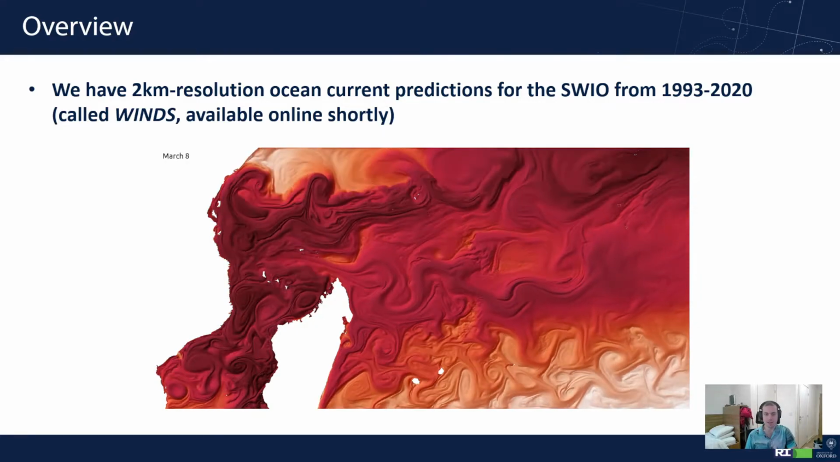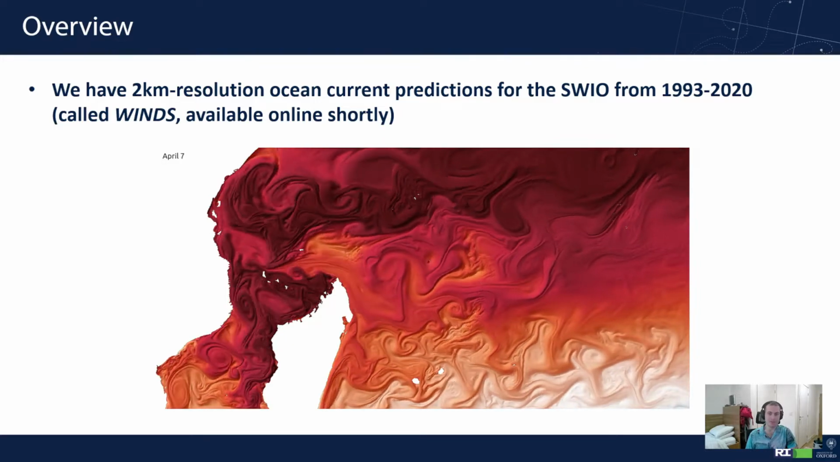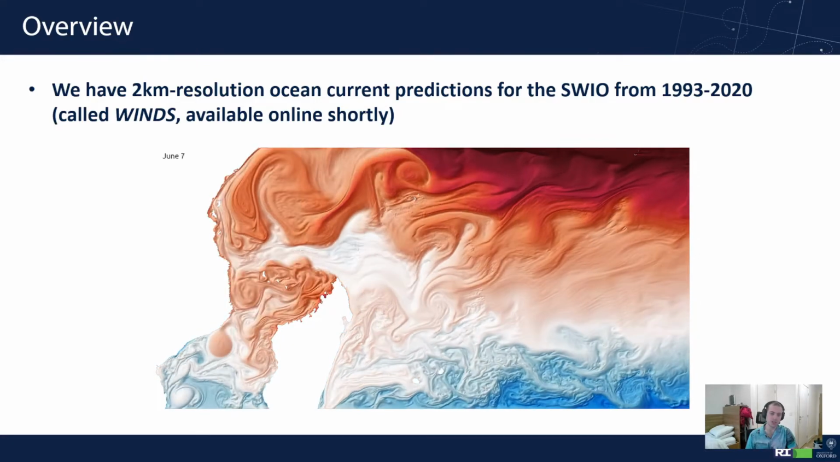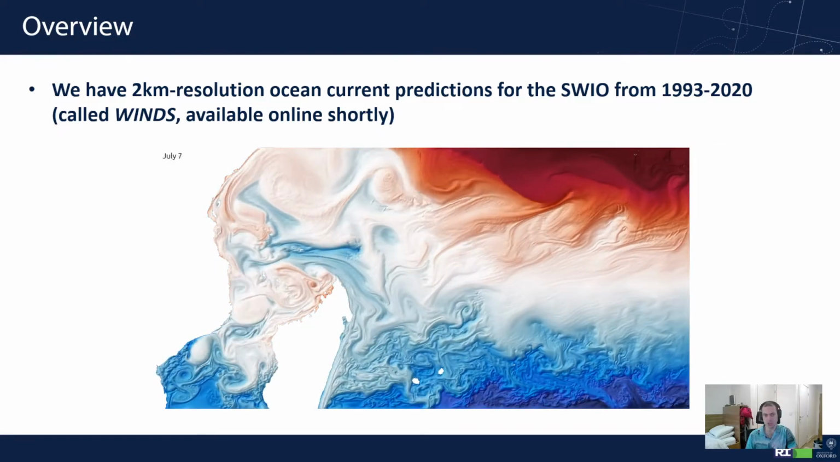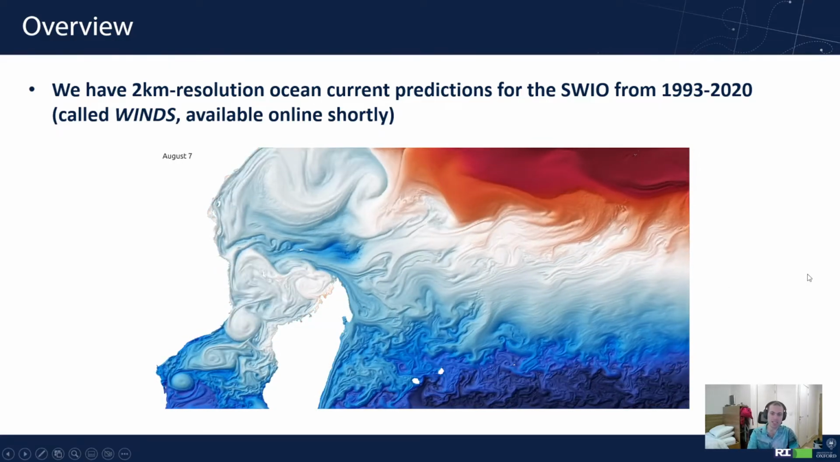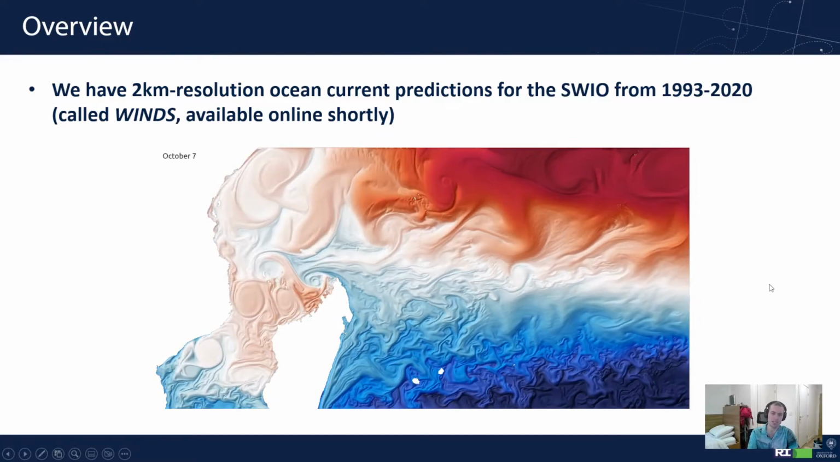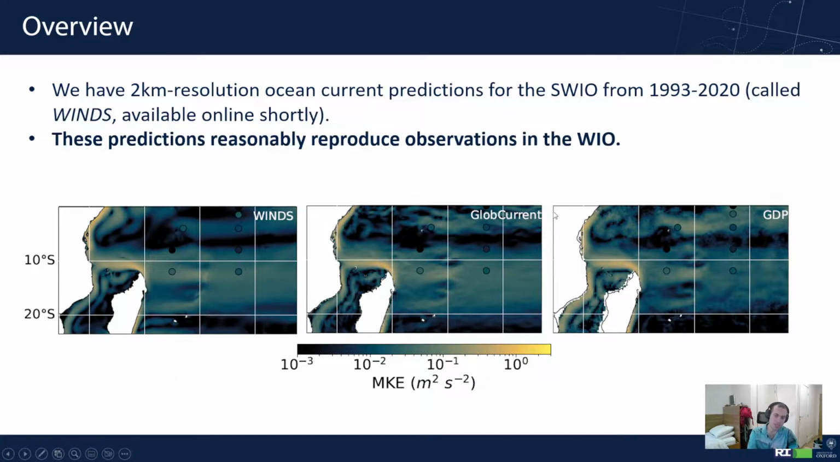So we ran some simulations, and we now have these really nice high-resolution simulations of ocean currents in the southwestern Indian Ocean, which you can see here. And these data are imminently going to be available, probably for free, for anybody to download. And we've carried out validation, so we know these ocean current predictions do a good job of reproducing observations.